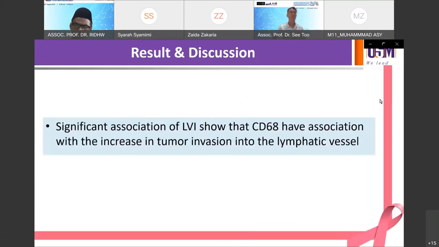Significant association of LVI shows that CD68 has association with the increase in tumor invasion into the lymphatic vessel. Although there is no significant association between ILC and LVI, a study shows that ILC is a positive prognosticator for overall survival and disease-free survival in the earlier stage of breast cancer, which means that in the advanced stage, expression of ILC and its receptor subunit predict better prognosis.